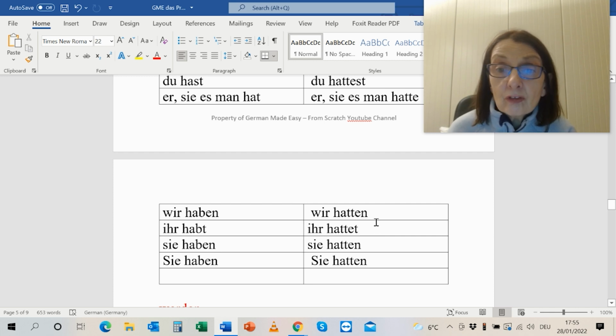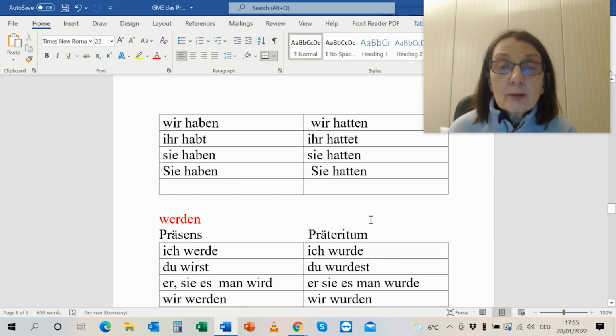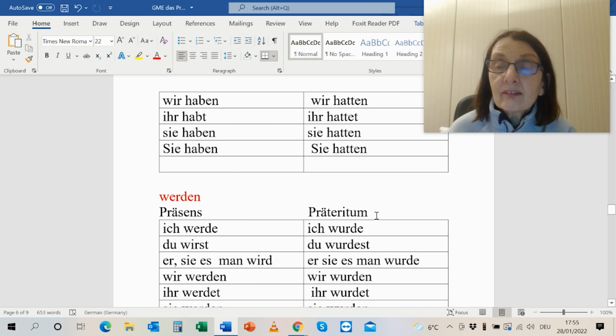It's the verbs you don't see a lot, or read a lot, or hear a lot, they're the ones that are tricky. Now, werden, the verb to become. People are wondering why this is a help verb, but werden is also used in the future tense and in the passive voice. So it's well worth learning this one.